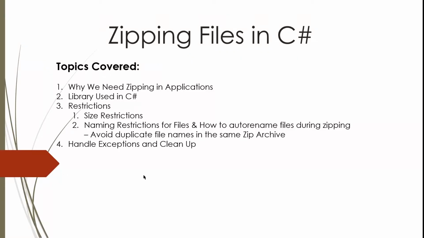Hello everybody, welcome. Today's topic is zipping files in C#. We're going to see why we need zipping in applications. Later we'll see the type of library we use to zip files. And later we'll also see the restrictions we encounter while trying to zip files, especially the size and the naming conventions. And finally, we'll see the type of exceptions we can expect and how to clean up our services.